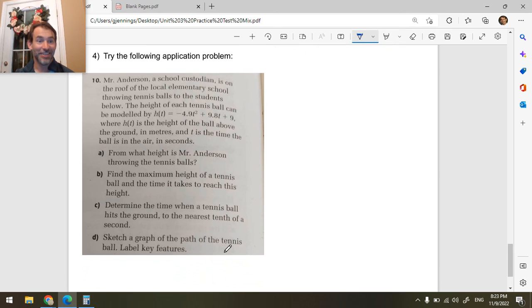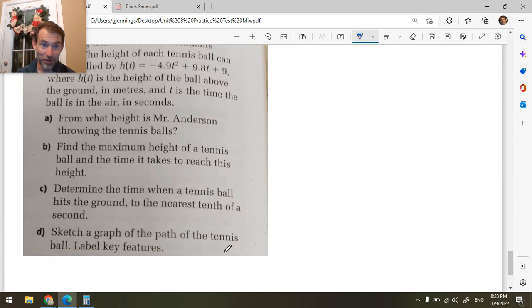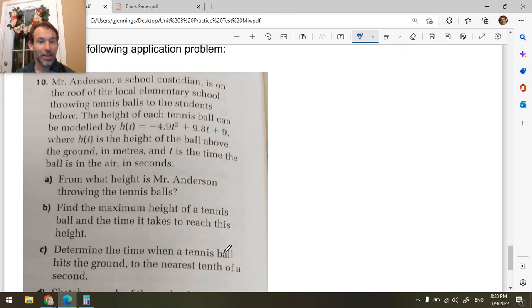Well, hi everyone. Let's take a look at how the quadratic formula can solve real world problems. Like for this example, a school custodian, Mr. Anderson, is on the roof throwing tennis balls to his students below. Delightful. Okay, so he's cleaning off the roof of the school. Probably I can imagine a math teacher has observed this and then created this delightful problem for us. The first step in any word problem that's like this, that's describing a situation, is draw a picture.